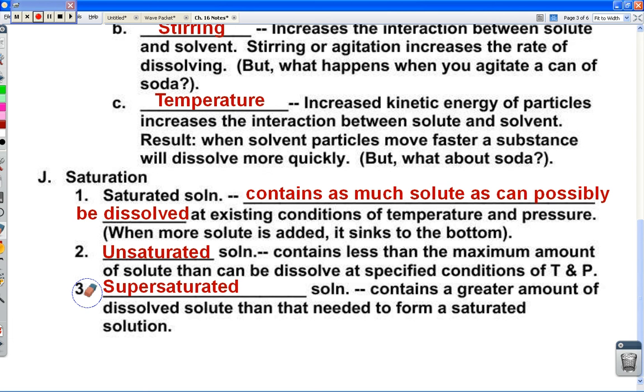The lab we're going to do, or the interpreting graphics activity that's in your packet, involves the supersaturated stuff.